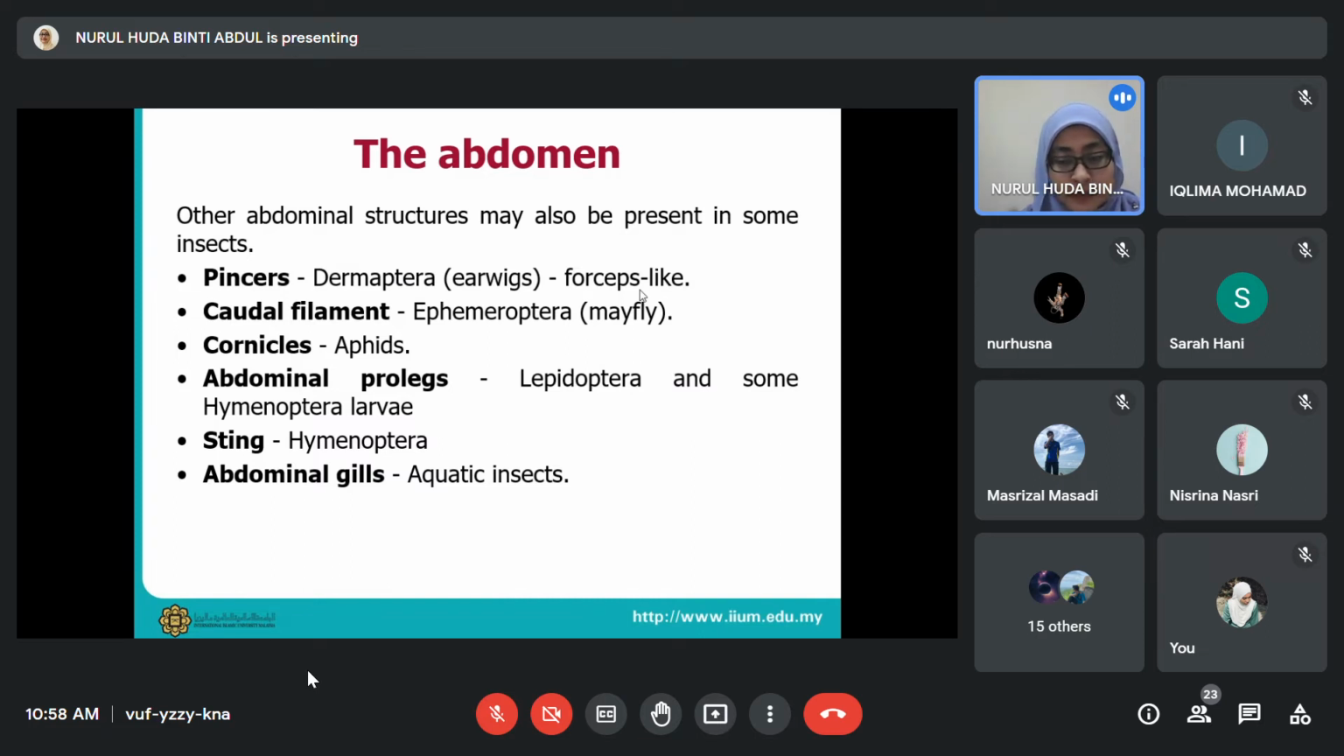And for Hymenopterans, especially bees and wasps, the ones that sting, they have a sting. The sting functions to transmit venom, produced venom, and then inject it into predators, like a bee for example. The sting is located on the abdomen. And the aquatic insects have abdominal gills, which function to absorb or to get oxygen in the water.